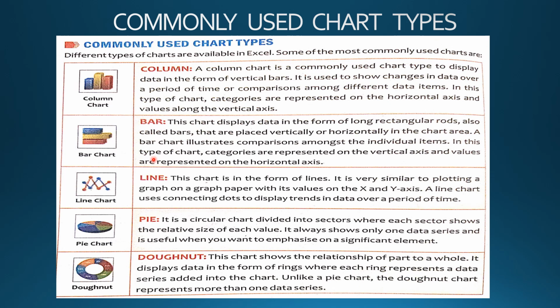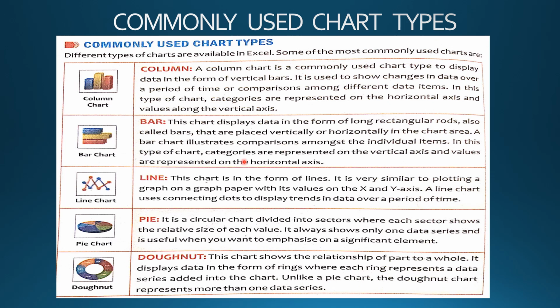Okay, then the next one is the bar chart. This type of chart also displays data in the form of long rectangular rods, which are known as bars, placed vertically or horizontally in the chart area. A bar chart shows comparison among various individual items. Whatever items you want to display, it shows comparisons between them. So you can compare very easily using the bar chart.